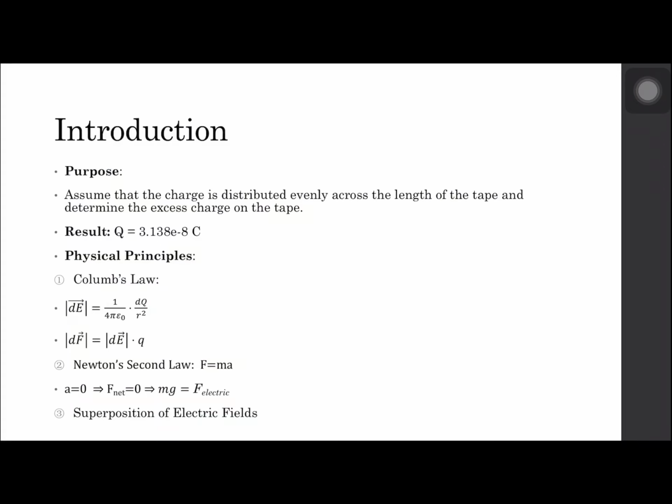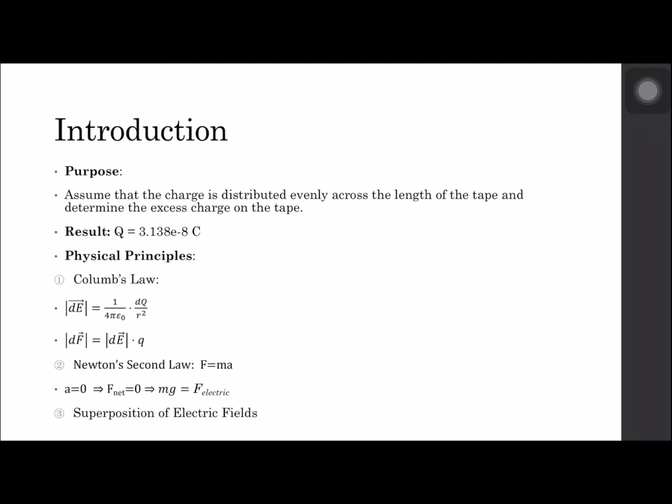In the second lab, we're doing the same experiment as in the previous lab. And here we assume that the charge is distributed evenly across the tape and determine the excess charge on the tape. The result that I got this time is Q equals 3.138 times 10 to the negative 8 coulombs. The physical principles that I use in this lab are Coulomb's law, Newton's second law, and the superposition of electric fields.